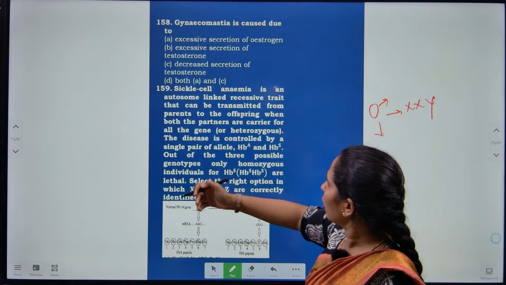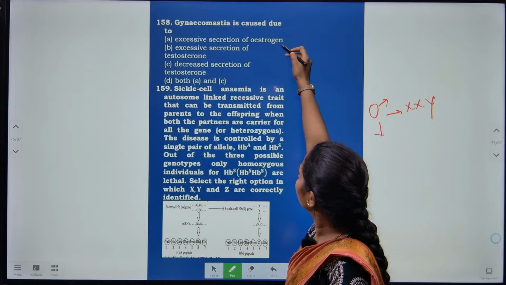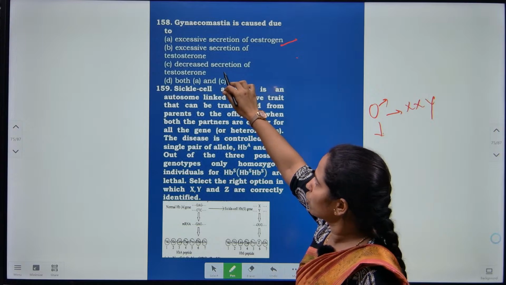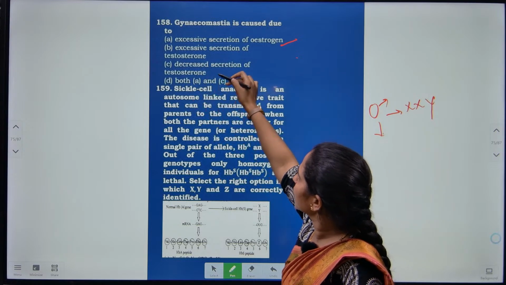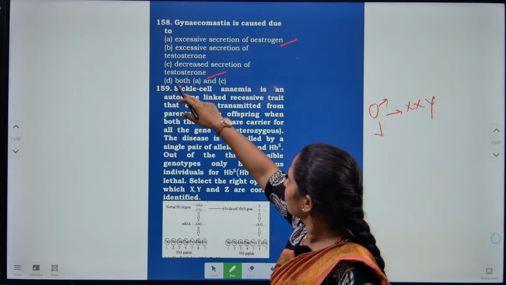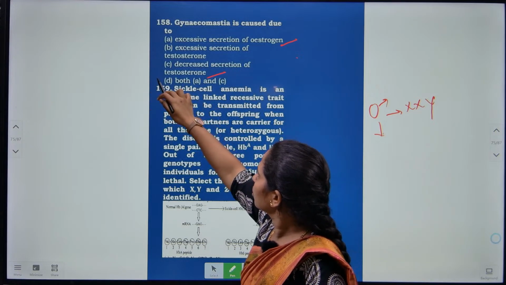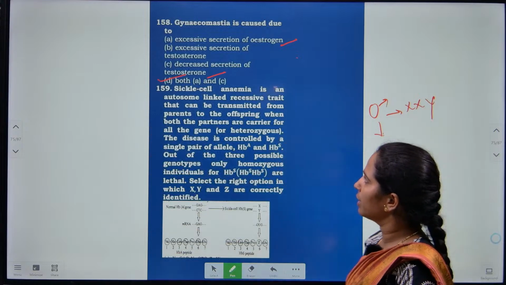So which will be the right option? Excessive secretion of estrogen, yes. Excessive secretion of testosterone, not so, it is decreased here. Decreased secretion of testosterone. So which will be the right option? Option A and option C both, so the right option will be option D here.